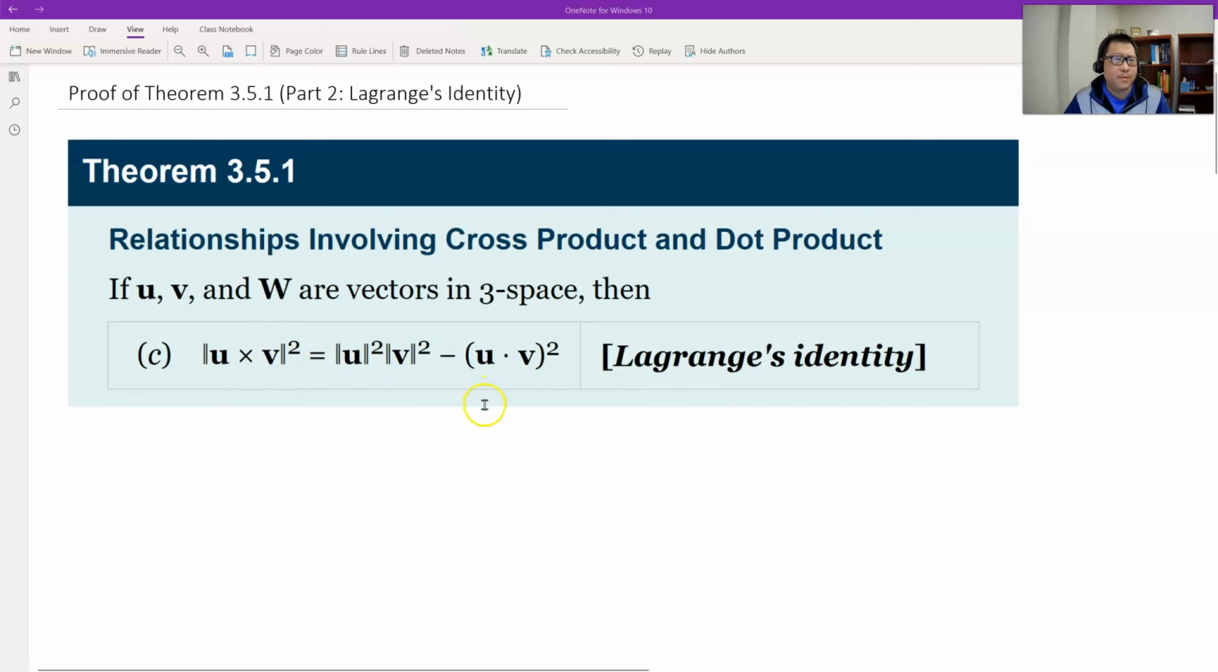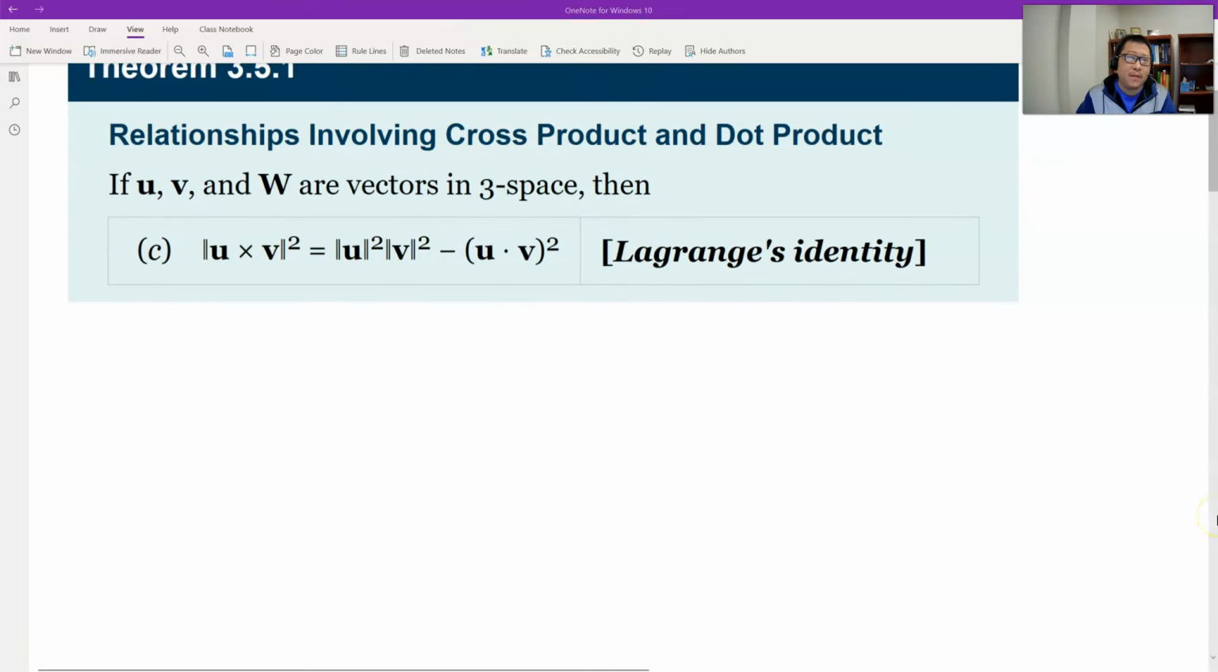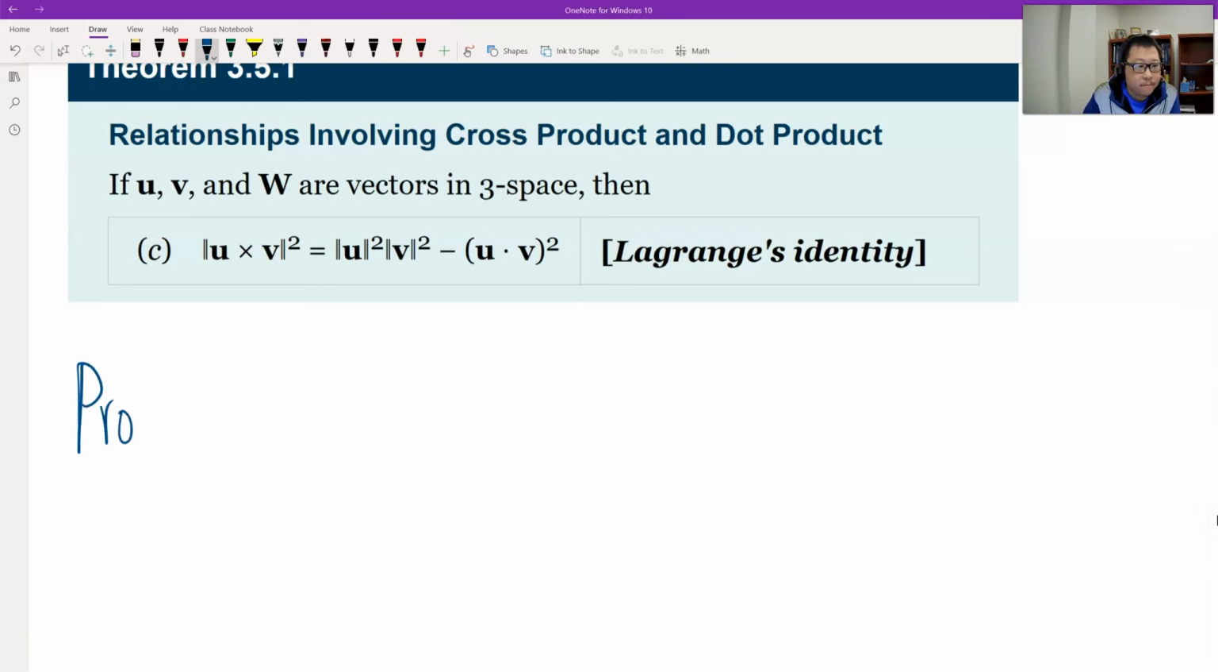So how do we prove it? It's not exactly a proof, we just verify. We can work from the right side to the left side, because the right side is a little more complicated. We just verify, or you could say prove. Work from the right to the left.